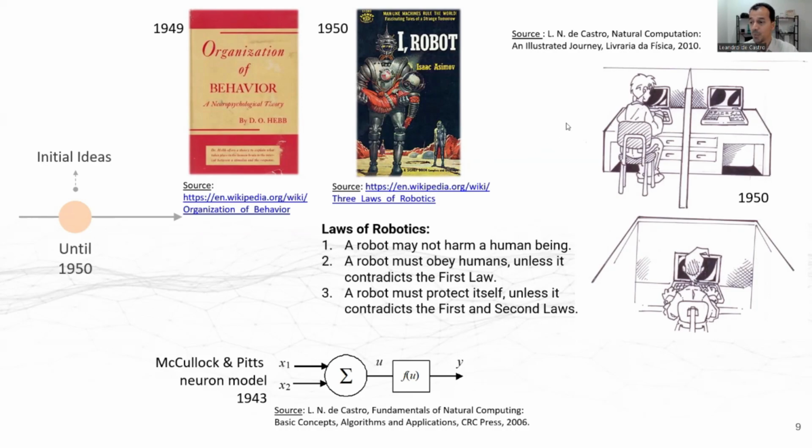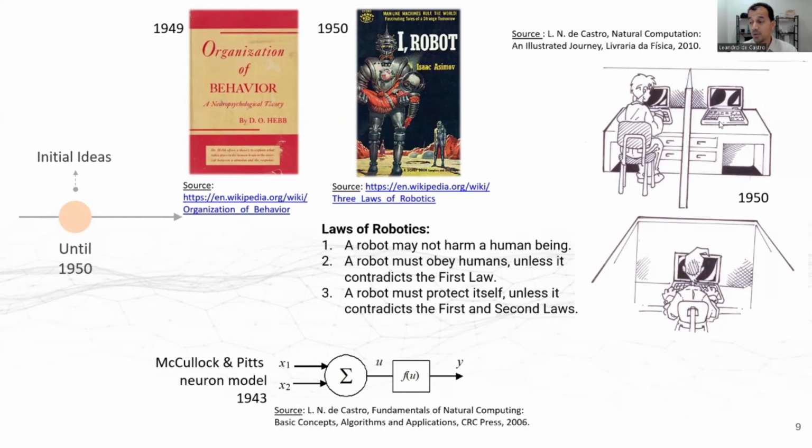Finally, we have here in this picture an illustration of what is known as the Turing test. And the Turing test was a test proposed by Alan Turing in the 50s, which aimed at evaluating the intelligence of machines. The idea is you have someone here in a closed room, and this person is interacting with another person and with an intelligent machine. But this person doesn't know who's the other person and who's the machine.